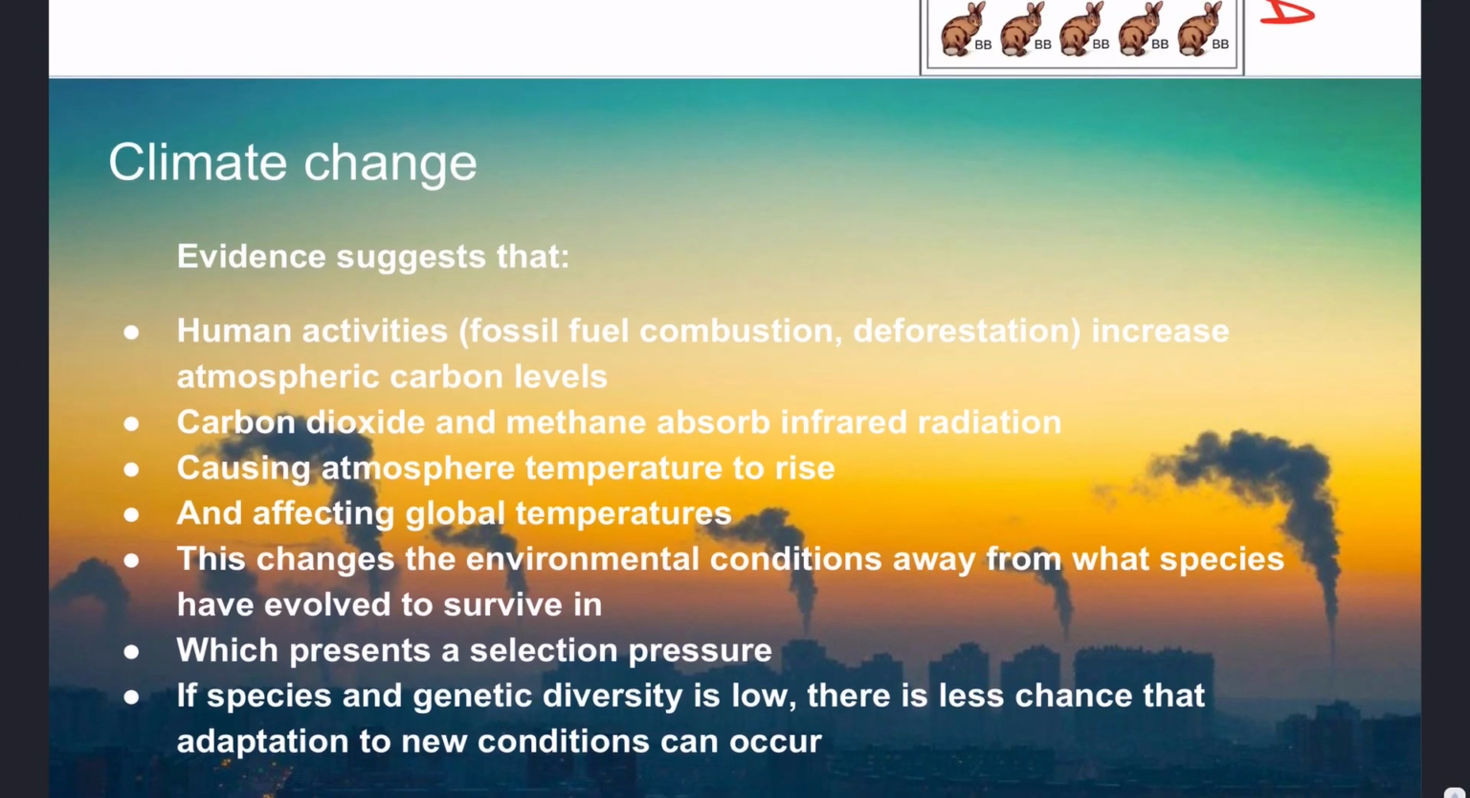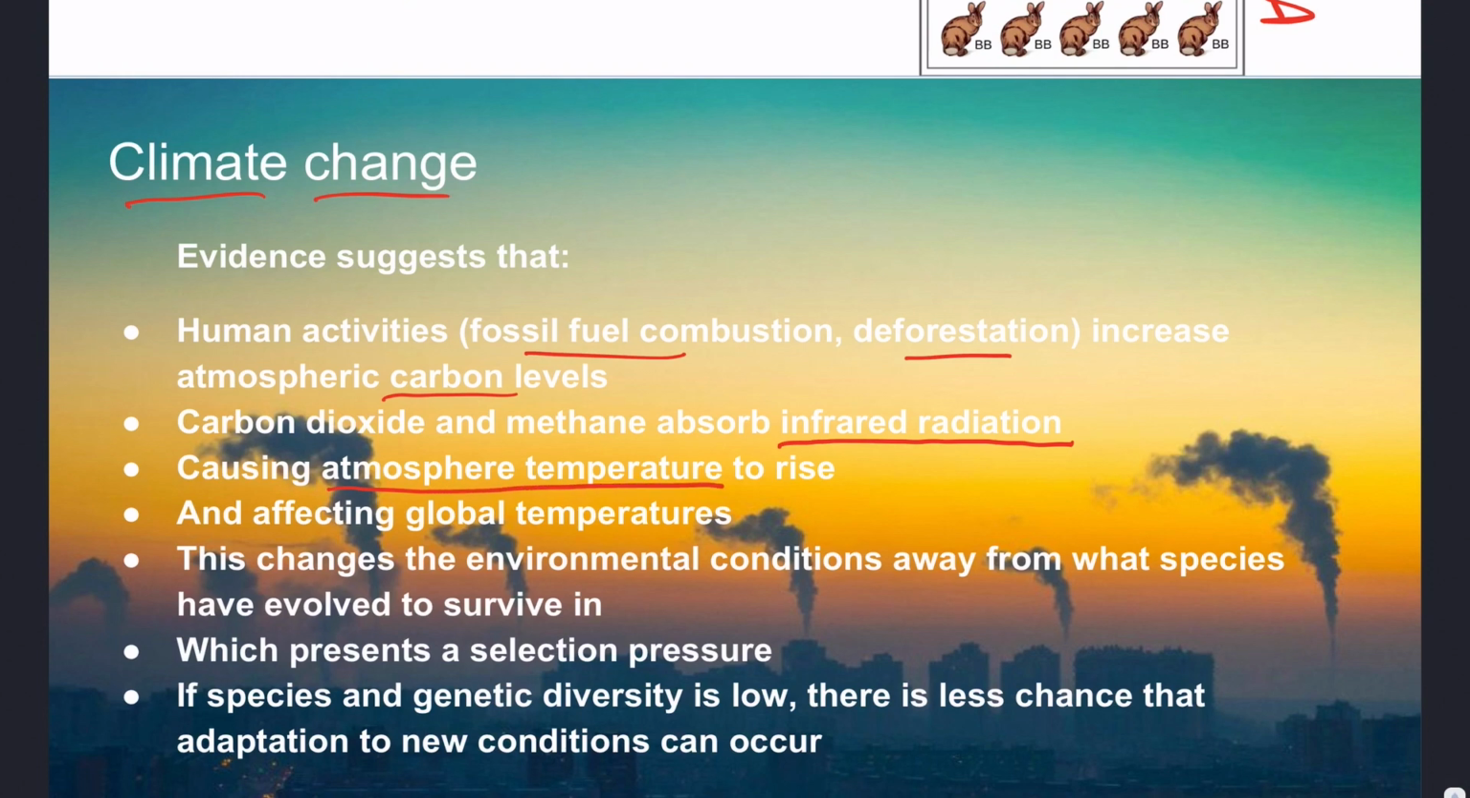Next, climate change is the third factor that can affect biodiversity. And we're just going to spend a little bit of time recapping how humans are impacting the climate. This idea that human activities such as fossil fuel combustion and deforestation increase molecules in the atmosphere that contain carbon, such as carbon dioxide, methane, etc. These carbon-based molecules are known as greenhouse gases because they are capable of absorbing infrared radiation. And when they absorb the infrared radiation, they gain energy, and transfer this energy to other gases in the atmosphere, raising the atmospheric temperature.